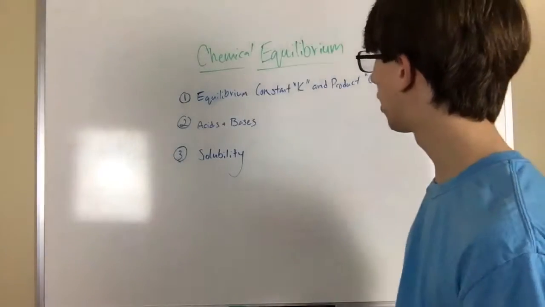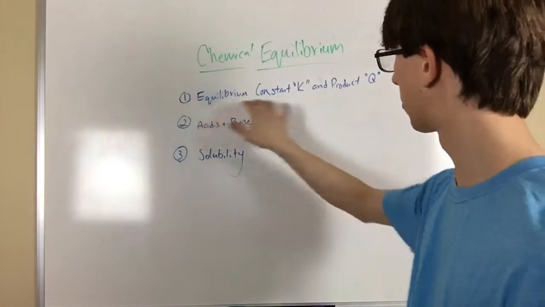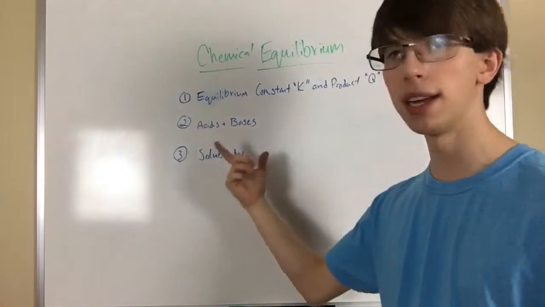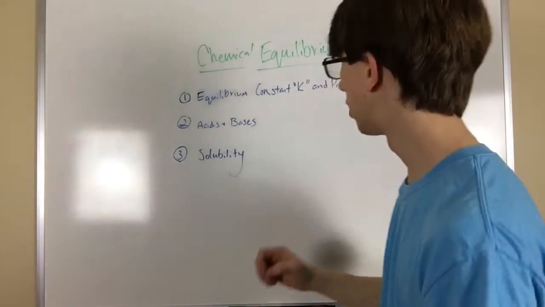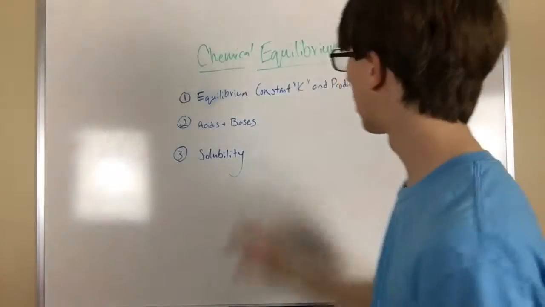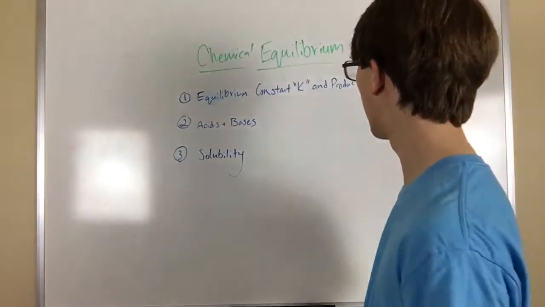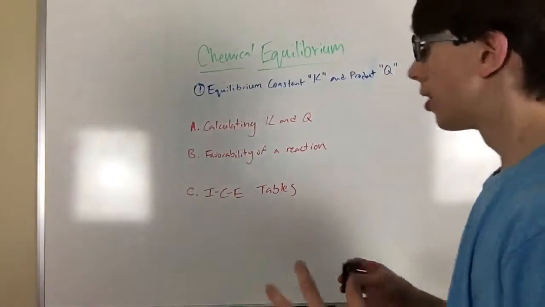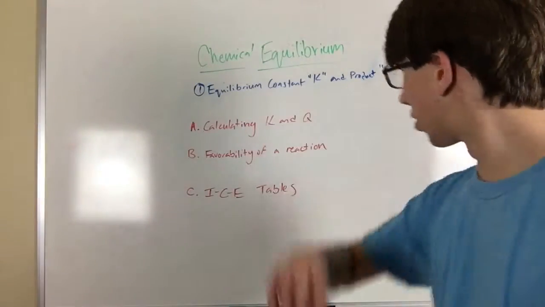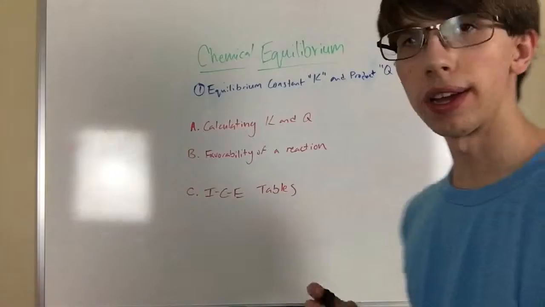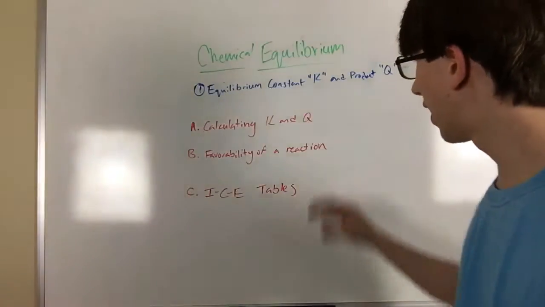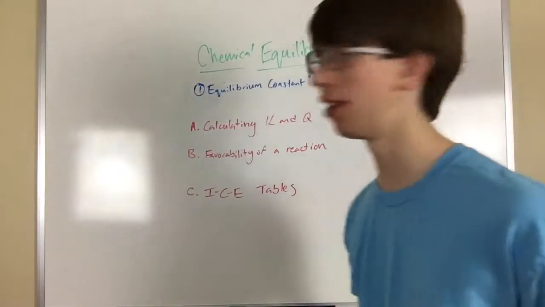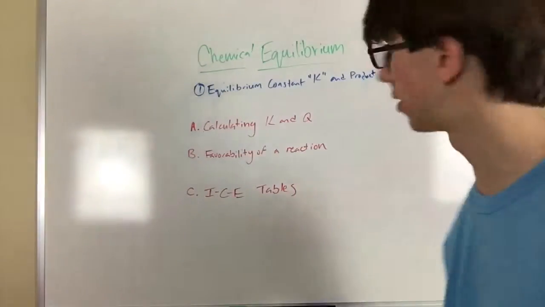We'll start off with the equilibrium constant K and the product Q, then acids and bases, and then solubility. And so let's get into this, starting off with the equilibrium constant K and the product Q. We have three subtopics for this first topic. Lots of things to go over for this unit.